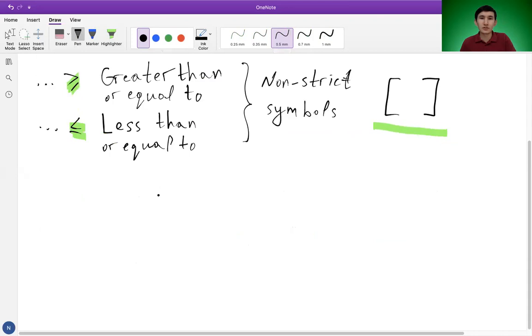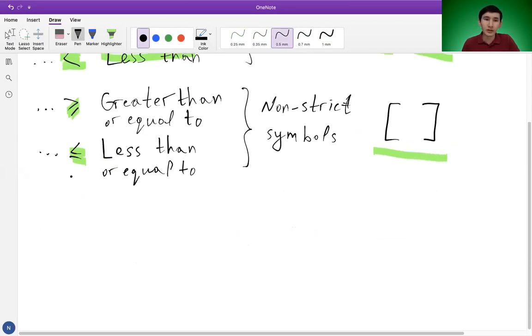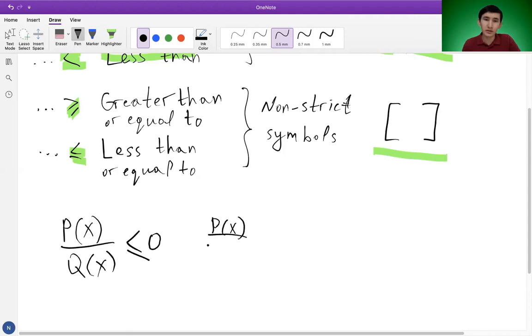So let's continue our lesson. Every function written in the form, for example, P of x divided by Q of x, let's put here an inequality sign, let it be less than 0, or it may be less than or equal to, or P of x divided by Q of x greater than or equal to 0. Every inequality written in this form is called a rational inequality.